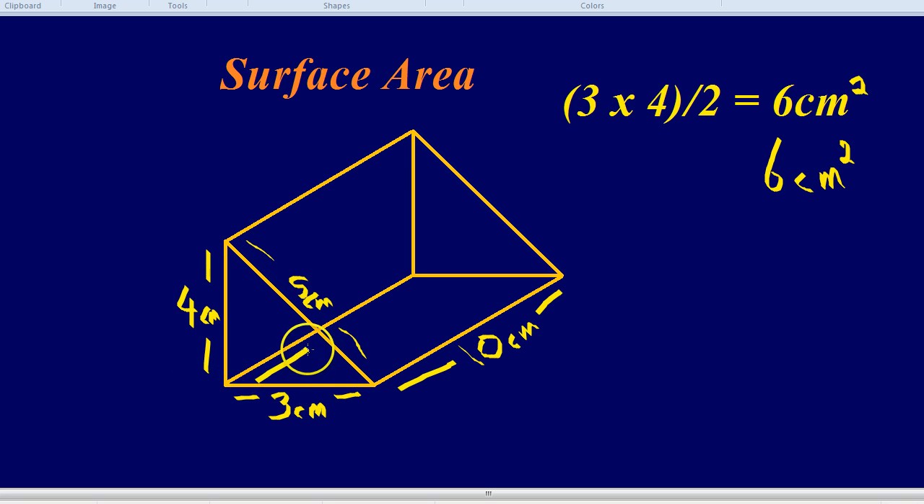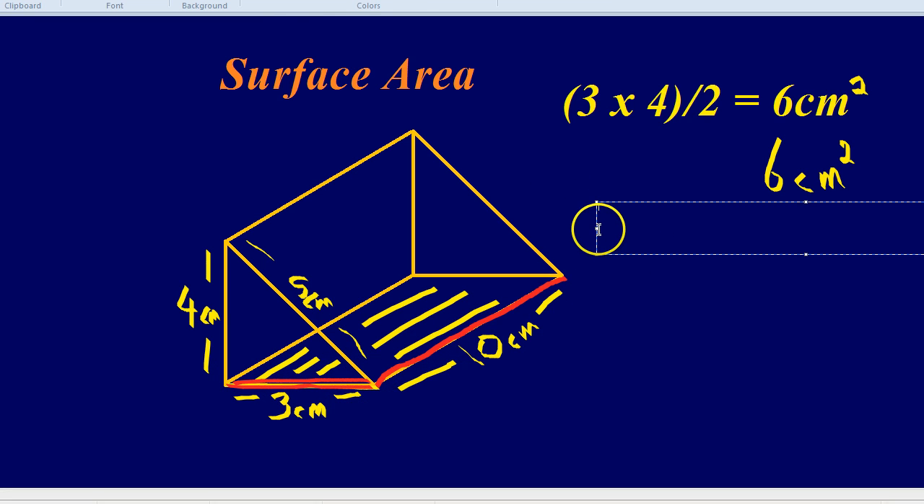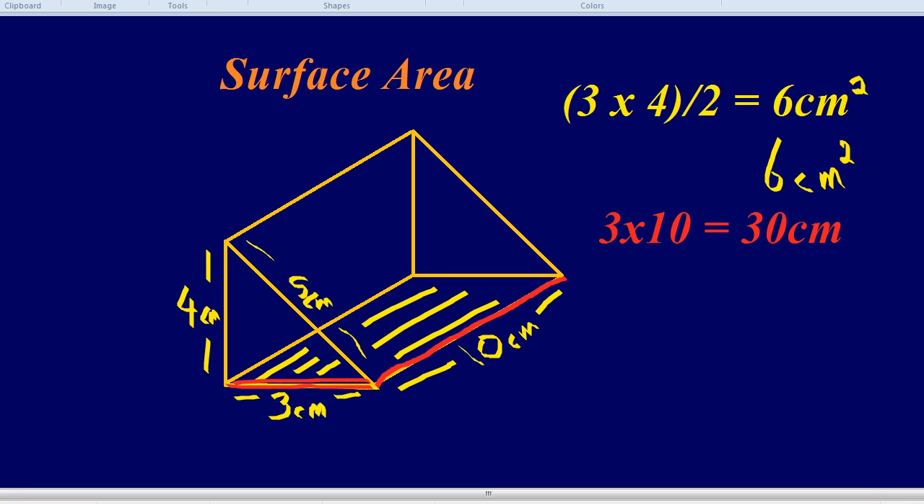Okay, let's do the floor of this triangular prism. That would be 3 times by 10. Often the challenge really is to see which side you're dealing with. So in this case, it would be 3 times by 10. 3 times by 10 is of course 30. So that would be 30 centimeters squared.